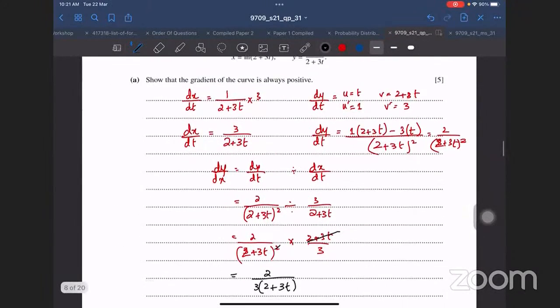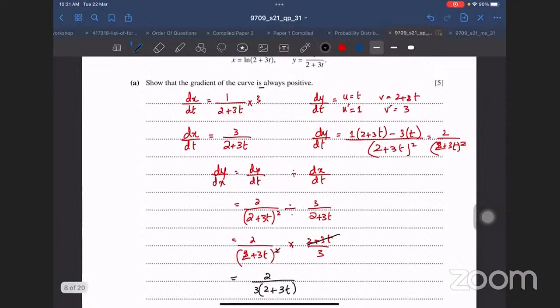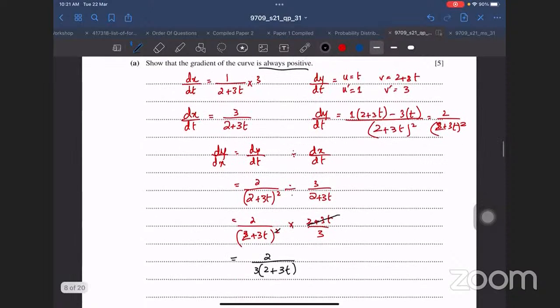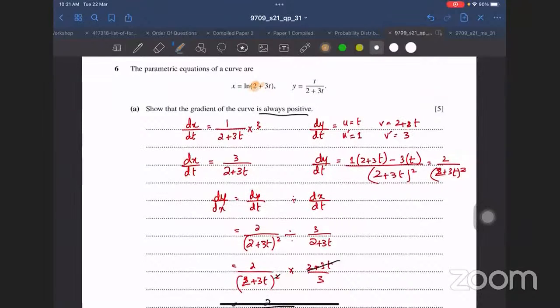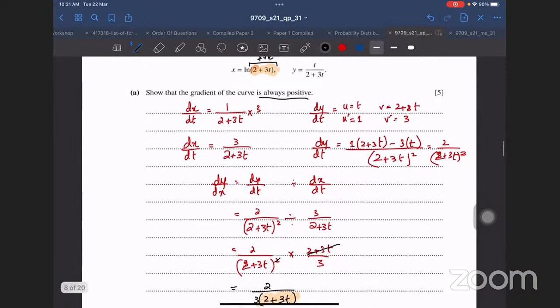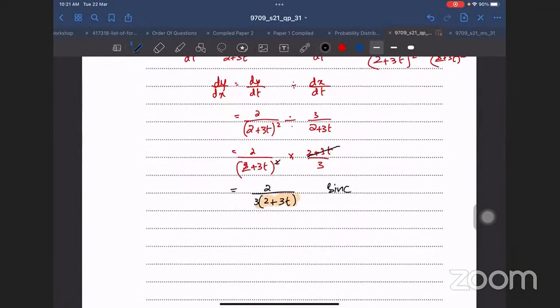So I have to prove that the gradient of the curve is always positive. Somehow I have to prove that this is always positive. If I look at this expression, it is also here. For logarithms, it's necessary that this expression must be positive. So since 2 plus 3t is positive for x to be valid, dy over dx is also positive.